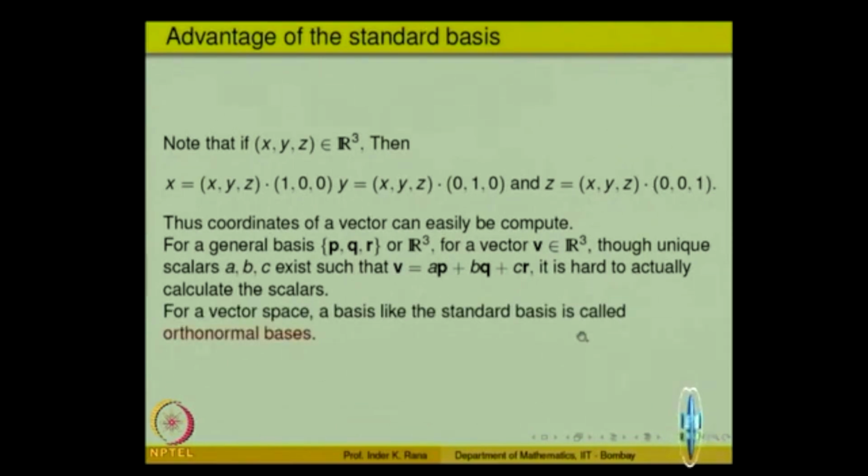Such a basis is normally given a name: it is called an orthonormal basis. Each vector is normal, that means standardized, its length is equal to 1, and they are orthogonal to each other. So the two are combined as orthonormal. The standard basis of R2 or R3 is an example of an orthonormal basis. We will define it formally also, right.